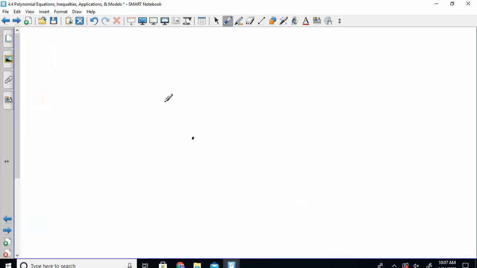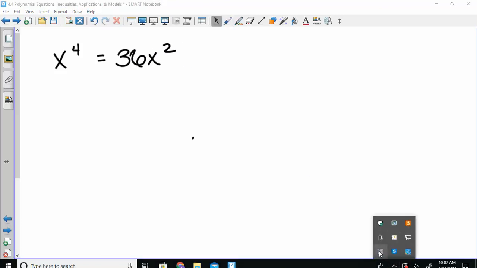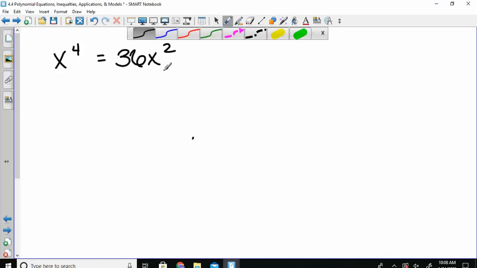So, do you guys think you can try one? I want you to do this problem. You don't want to just jump into radicals because you have x on both sides. So we need to set it equal to 0.